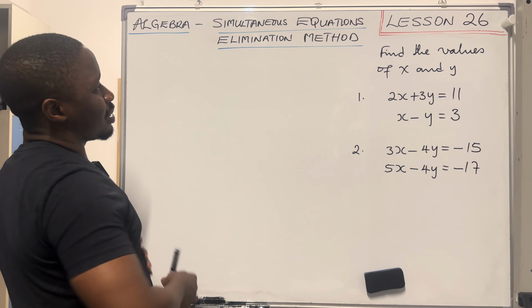Sometimes in the process, you will get y before x, or sometimes you will get x before y. We need x, so we divide both sides by 5. So x is equal to 4. We've gotten x, it remains y.